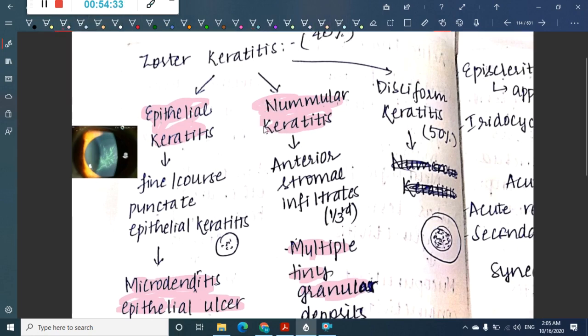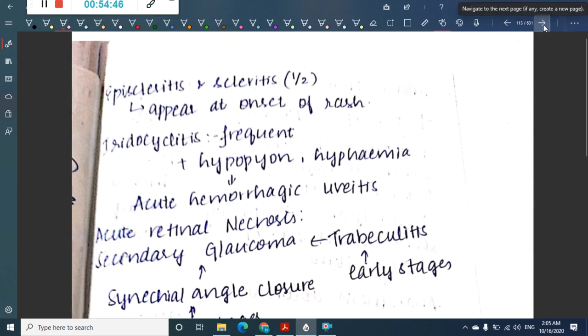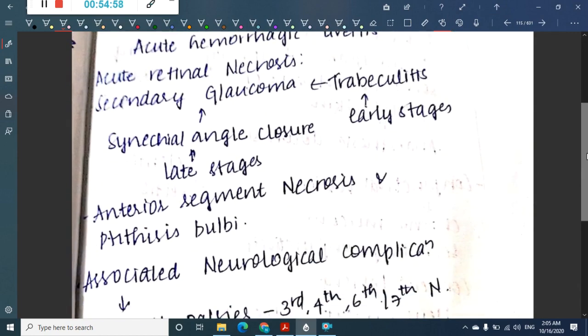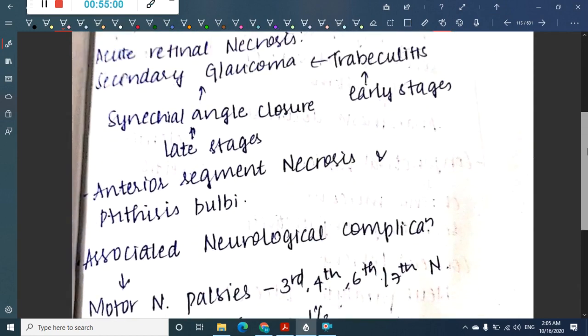The next zoster keratitis manifestation: 50% of zoster keratitis manifests as disciform keratitis, which I have already shown just before. It can also cause episcleritis or scleritis, that is inflammation of the sclera. It can also cause inflammation of the iris and ciliary body, that is iridocyclitis, and it can lead to secondary glaucoma.